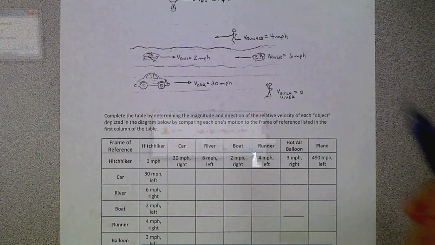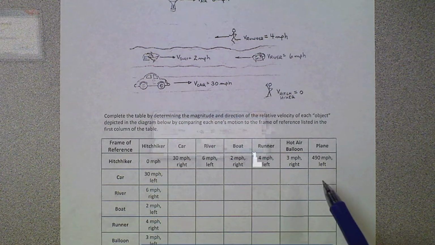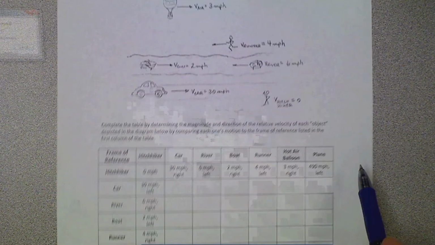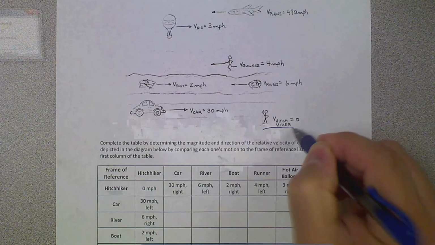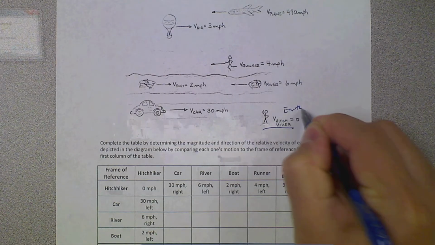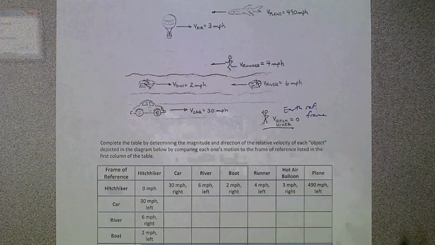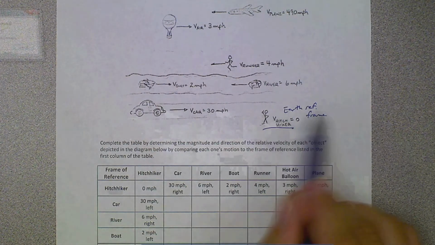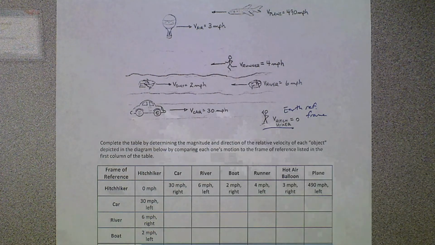Okay, so I'm going to walk you through solving the first row of these relative motion problems. Okay, so what you have is a bunch of things moving, and the hitchhiker down here is not moving. So this is the Earth reference frame. We're calling not moving relative to the Earth our 0, and all these other things are moving at these speeds and in those directions relative to the Earth.